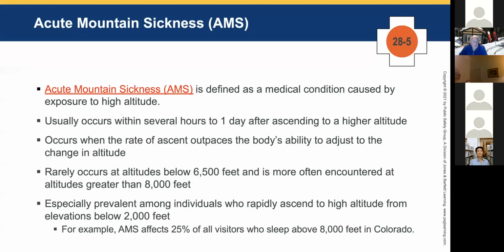We're going to talk about altitude-related problems. AMS, acute mountain sickness, is a medical condition caused by exposure to high altitude. It usually occurs within several hours to a day after ascending to a higher altitude. It occurs when the rate of ascent outpaces the body's ability to adjust to the change in altitude. It rarely occurs at altitudes below 6,500 feet, more often greater than 8,000. Again, this is kind of repetitious, but AMS affects about 25% of all visitors who sleep above 8,000 feet in Colorado.